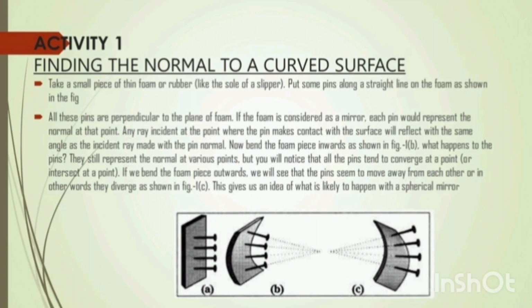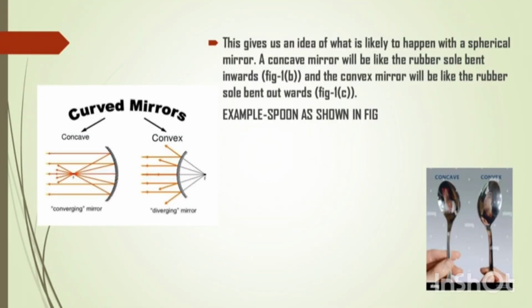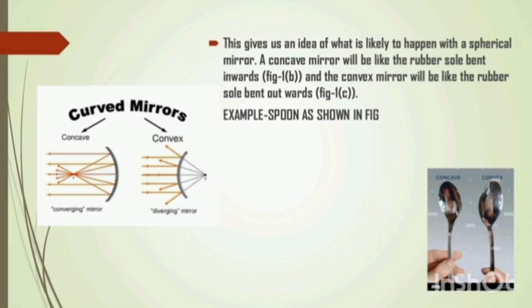Now bend the foam piece inwards as shown in figure B. What happens to the pins? They still represent the normal at various points, but you will notice that all the pins tend to converge at a point, meaning they tend to join or intersect at a point. If we bend the foam piece outwards, as shown in figure C, we will see that the pins seem to move away from each other, in other words, they diverge. So this gives an idea of what is likely to happen with a spherical mirror. A concave mirror will be like the rubber sole bent inwards as in figure B, and the convex mirror will be like the rubber sole bent outwards as in figure C.